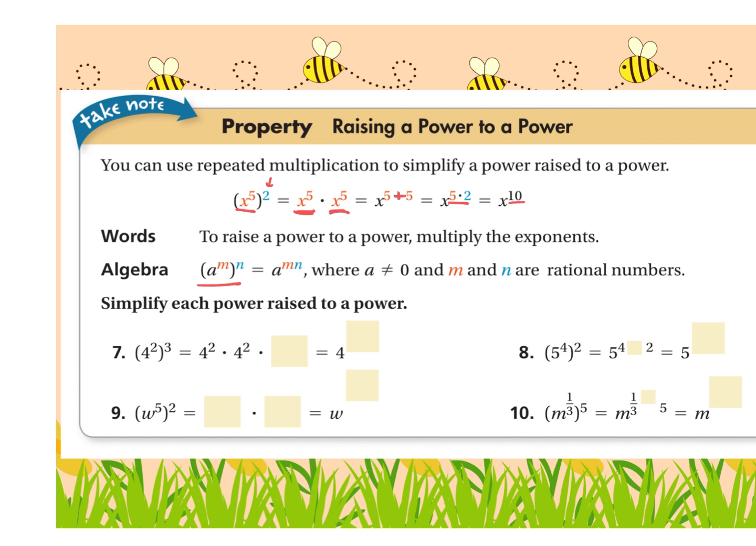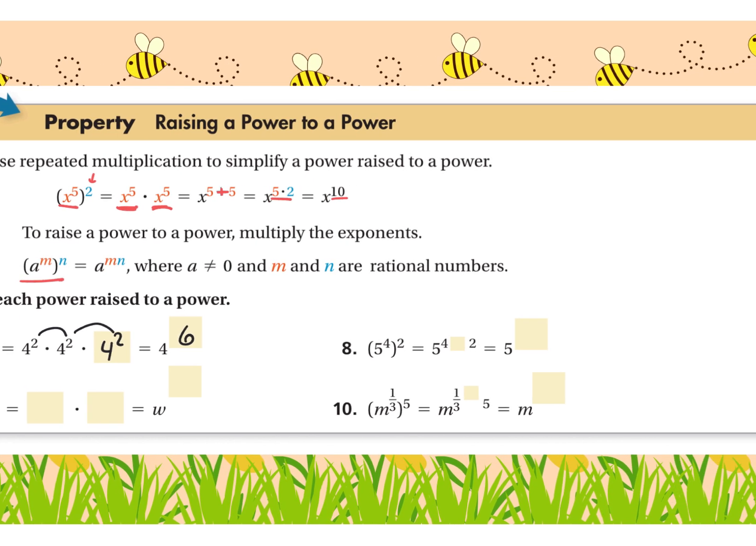If I have 4 to the second to the third power, that's the same as 4 to the second times 4 to the second times 4 to the second, 3 times. And then 2 plus 2 plus 2 is going to get you 6. So we can use our product property that we learned last time to evaluate that. Then the next one, 5 to the fourth to the second, that's the same as 5 to the 4 times 2. Power to a power, you can multiply. And then we get 5 to the eighth power.